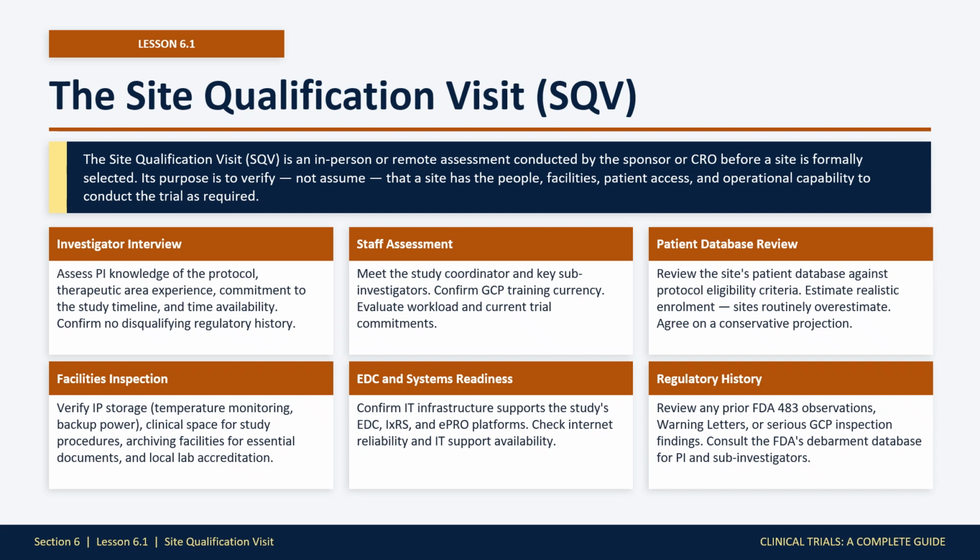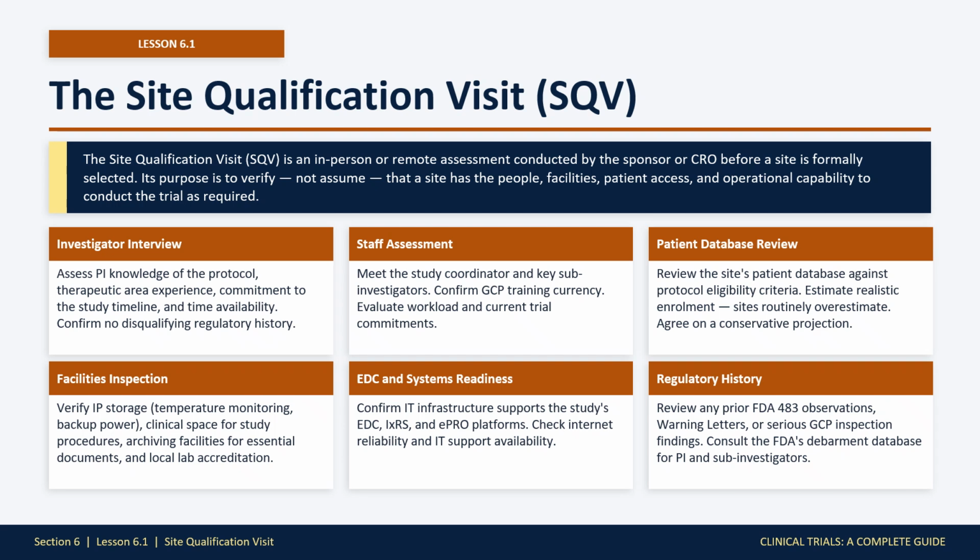The SQV is an in-person or remote assessment conducted by the sponsor's CRA or a CRO before a site is formally selected. Its purpose is verification, not assumption. 6 domains are assessed during a well-run SQV. The investigator interview evaluates the PI's knowledge of the protocol and their genuine enthusiasm for the study, not just their signature. Staff assessment reviews the coordinator and sub-investigators.